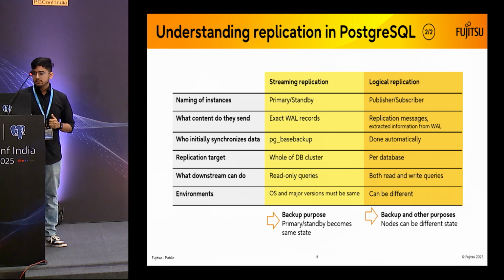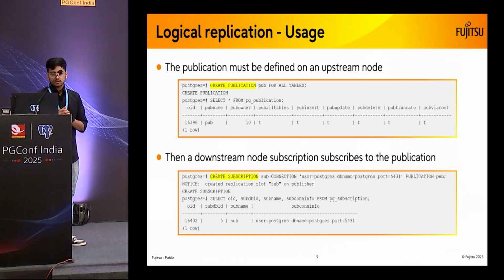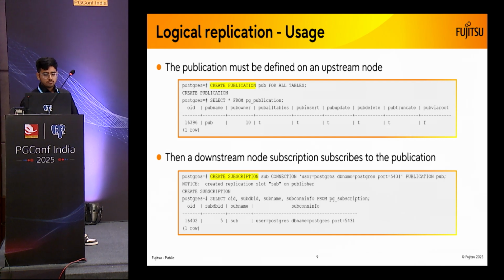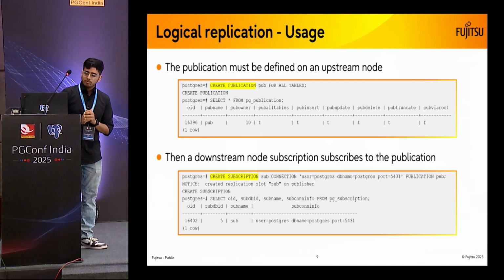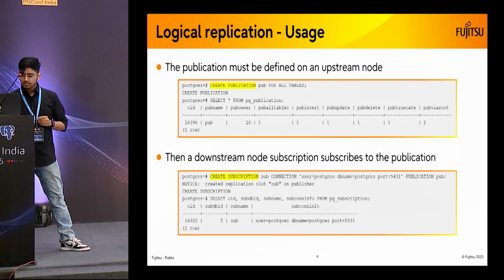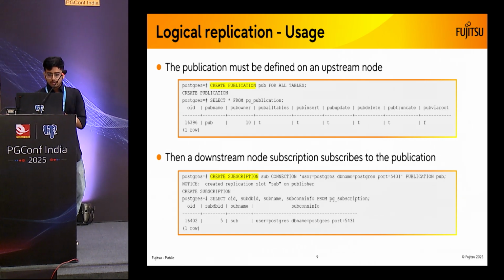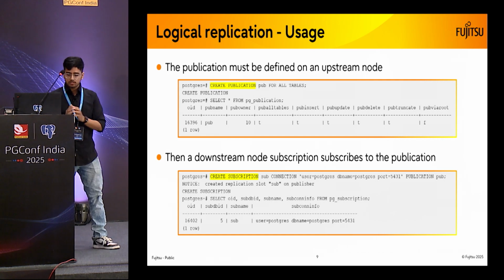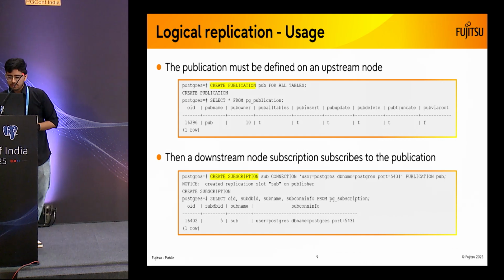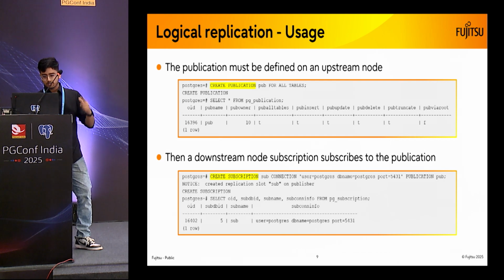So yeah, now let's see the uses of logical replication. So how can we create a publication? We have to run this CREATE PUBLICATION command on the publisher node on which we want to create the publication. And then we have to run the CREATE SUBSCRIPTION command on the subscriber node to create a subscription, and to subscribe to that particular publication that we created on the publisher.